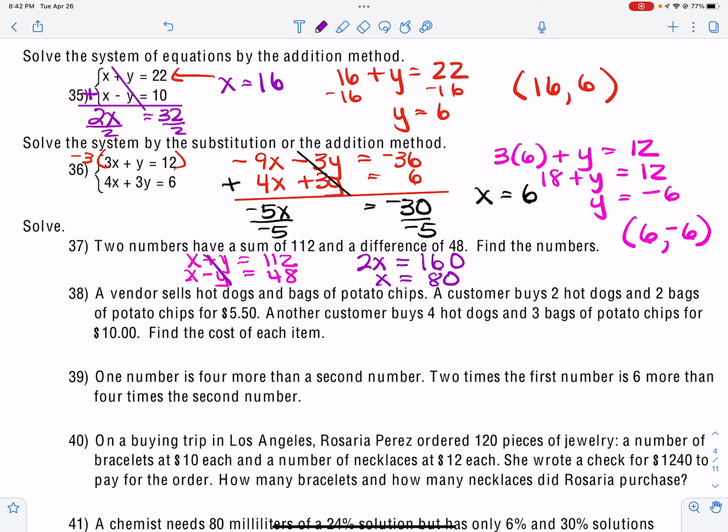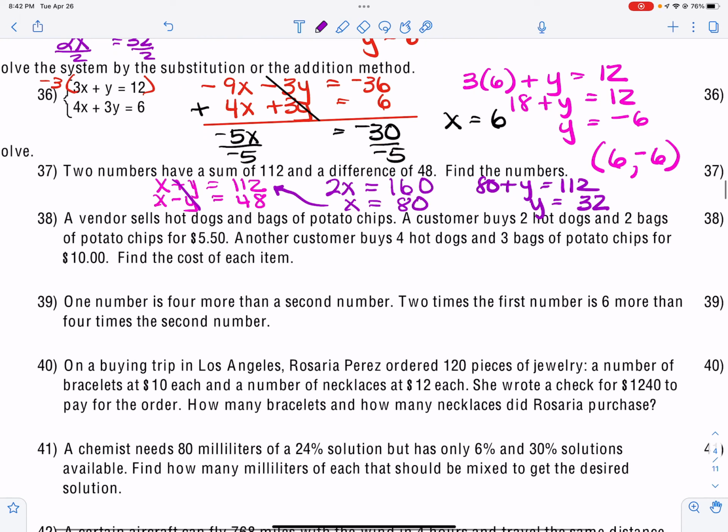So now we don't write these in ordered pairs. We just simply write them as two separate numbers. And so then what I would do is I would substitute it into this one. And so if I have 80 plus y is equal to 112, that means 112 minus 80 is going to give me y, or the second number, as 32. And so you can just list these numbers as two numbers separated by a comma, since it'll be a multiple choice question.